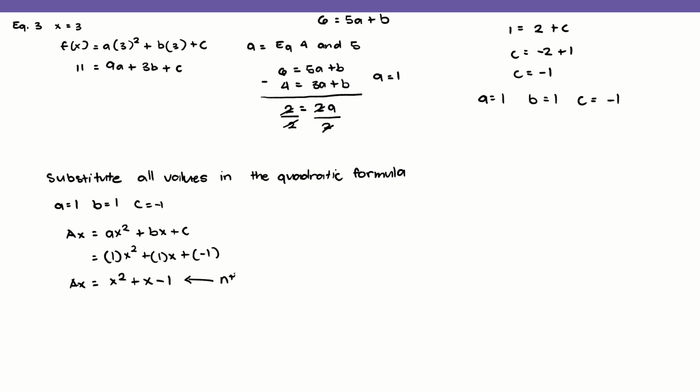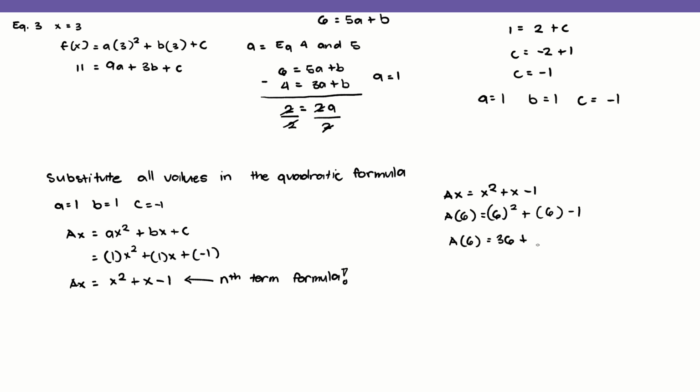Now, let's check if it's correct. If we are going to find the next term, it should be f(x) equals x squared plus x minus 1, where x, or the f of x, is 6, equals 6 to the power of 2 plus 6 minus 1. And the answer for the next term is equal to 41.